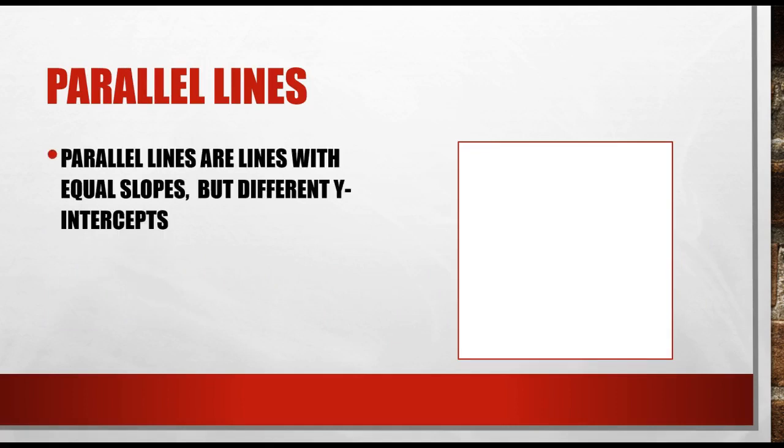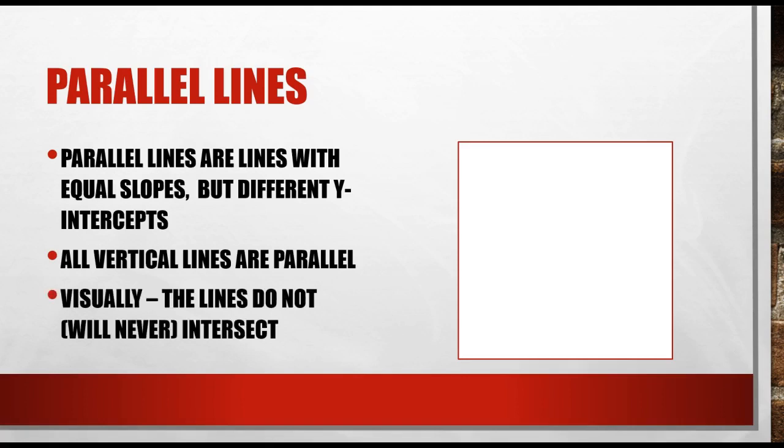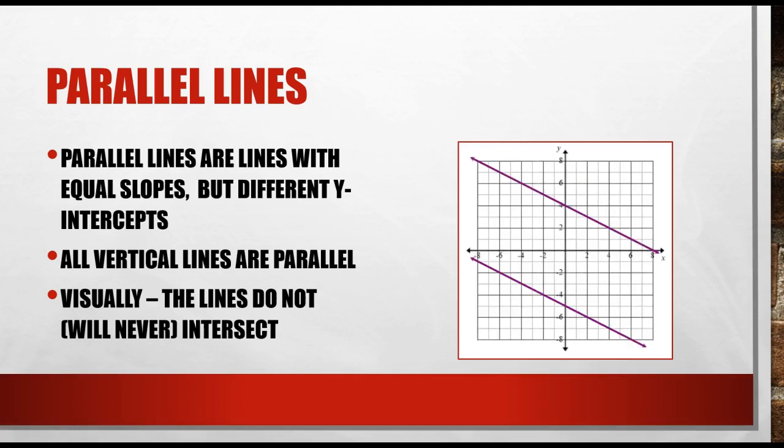So, what are parallel lines? One definition is that parallel lines are lines that have equal slopes, or the same slope, but different y-intercepts. Something to note is that all vertical lines are parallel. And visually, when we are looking at lines, the lines do not and will not intersect.